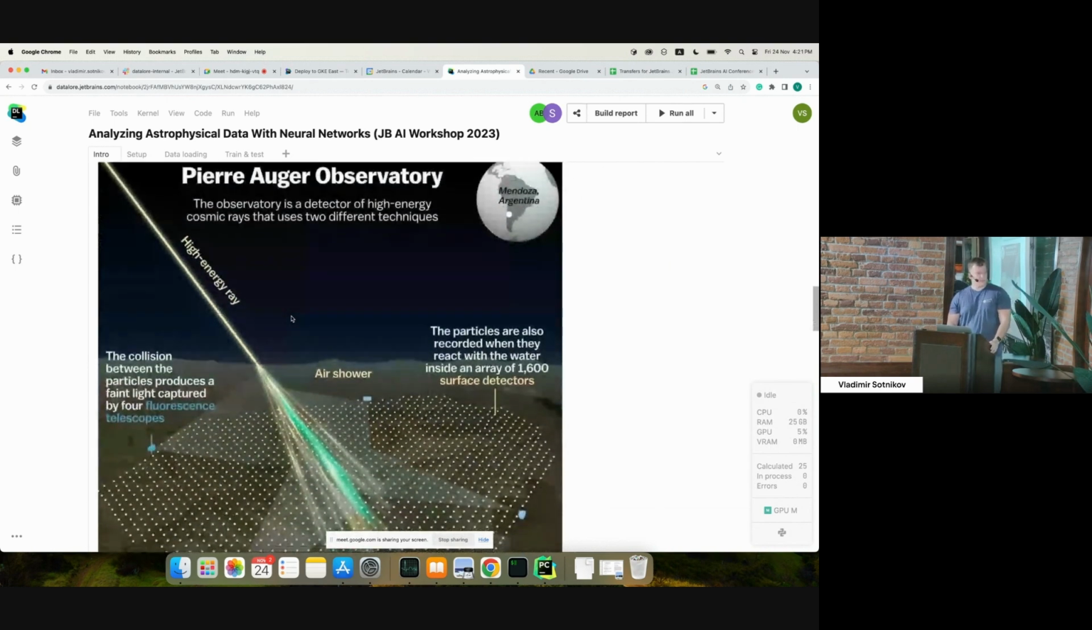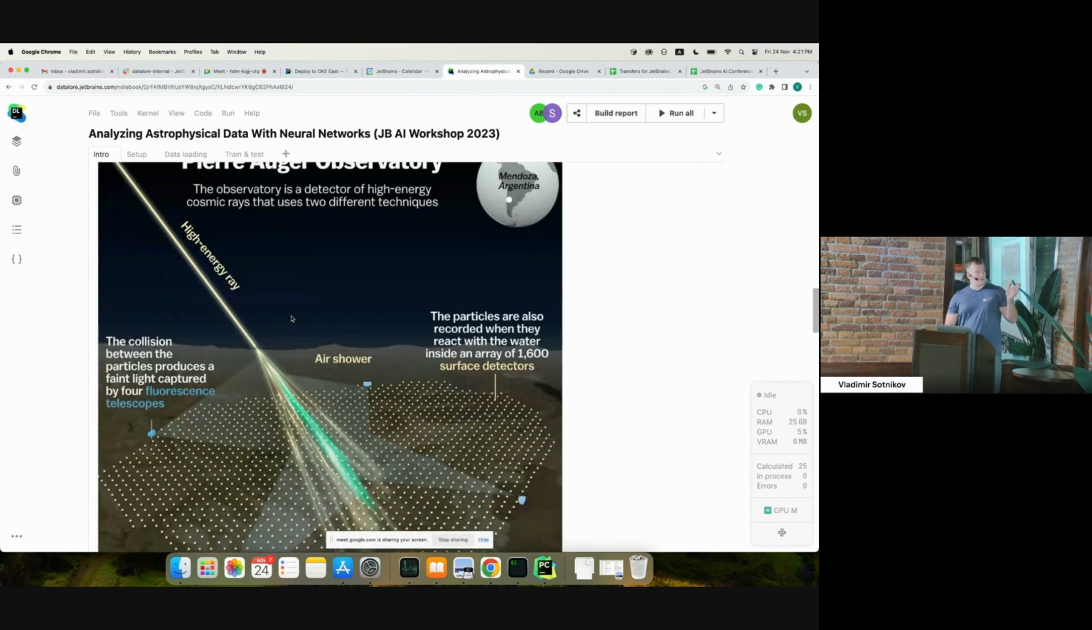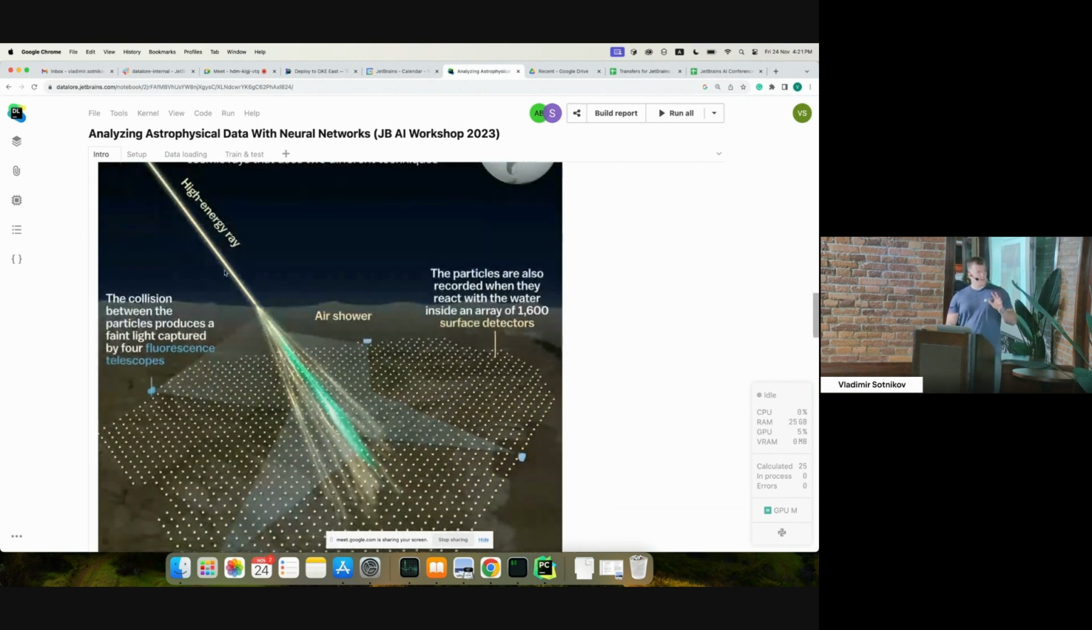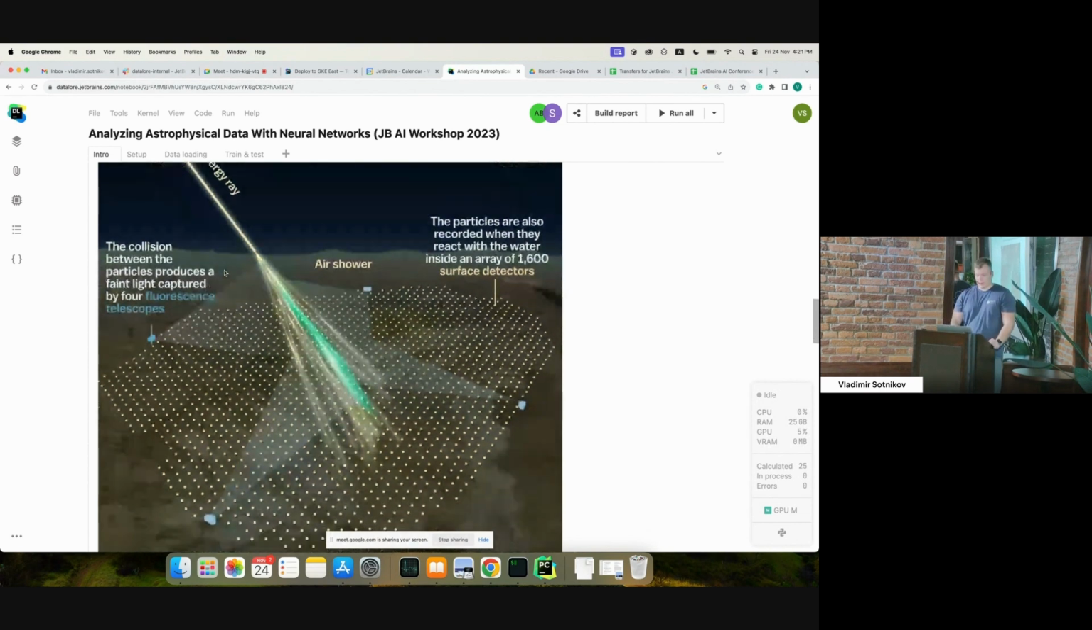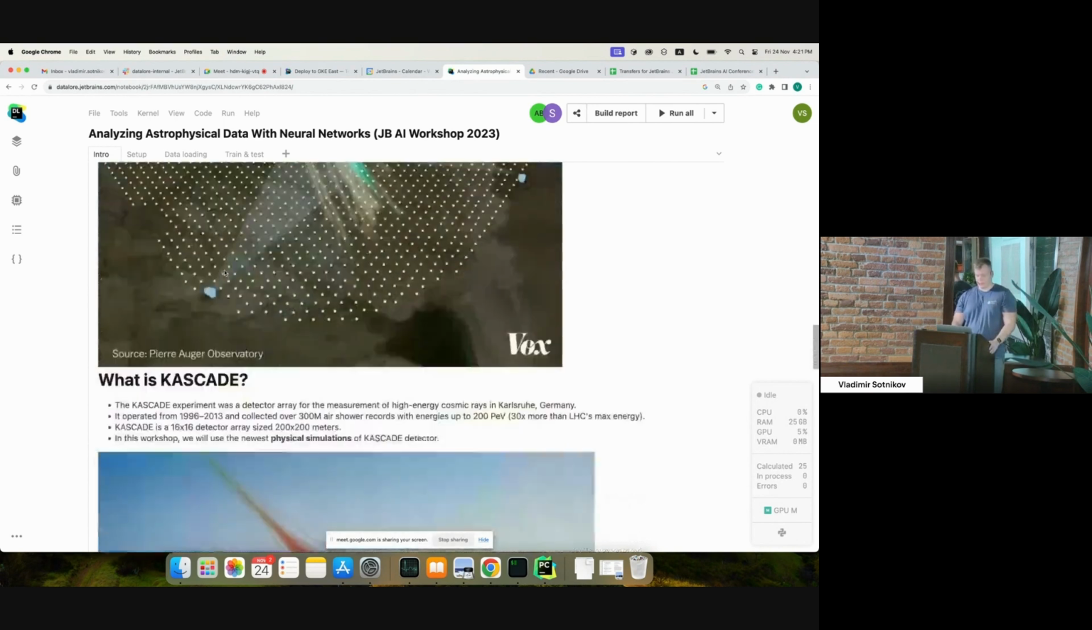So here's another example of a cosmic ray. Now it's from the Pierre Auger Observatory, which is an array of 1,000 detectors of different kinds. When the cosmic ray hits the atmosphere, these detectors detect all the secondary particles and try to figure out what the original cosmic ray was, what was its energy, mass, direction, etc.